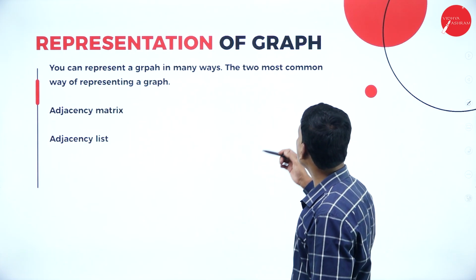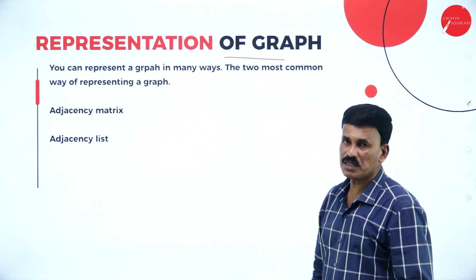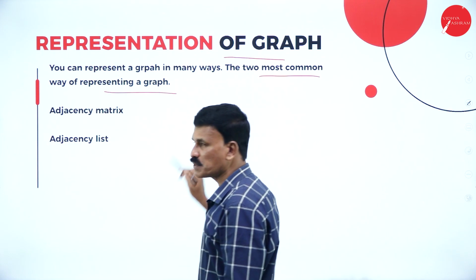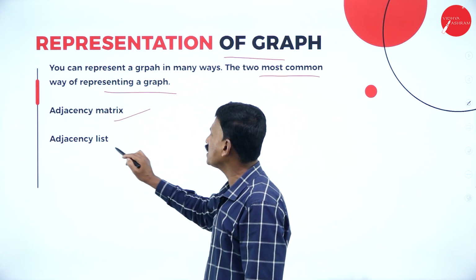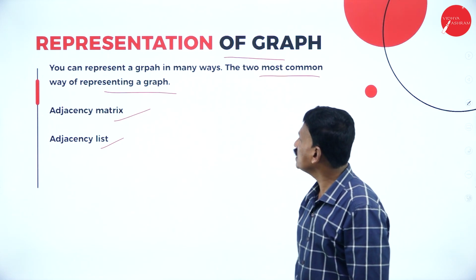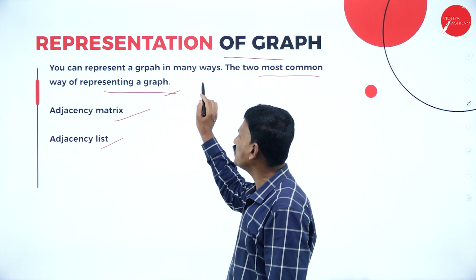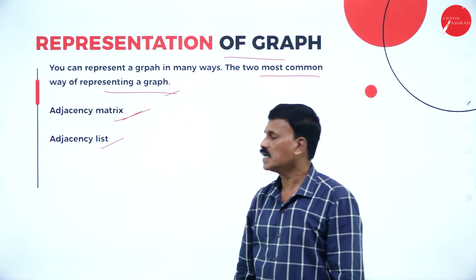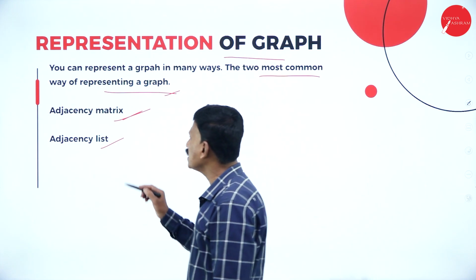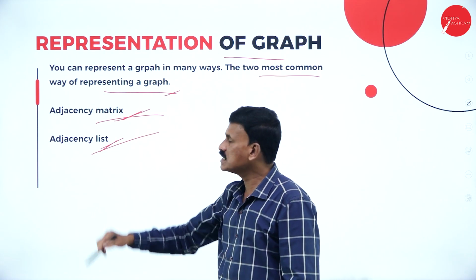The representation of a graph. A very important concept. A graph can be represented in many ways. The two most important and common ways of representing a graph are the adjacency matrix and the adjacency list. So a graph can be represented by two methods: the adjacency matrix and the adjacency list. Now let us discuss the adjacency list first.